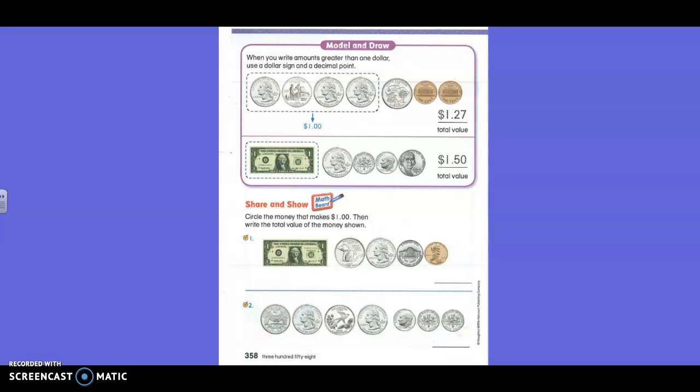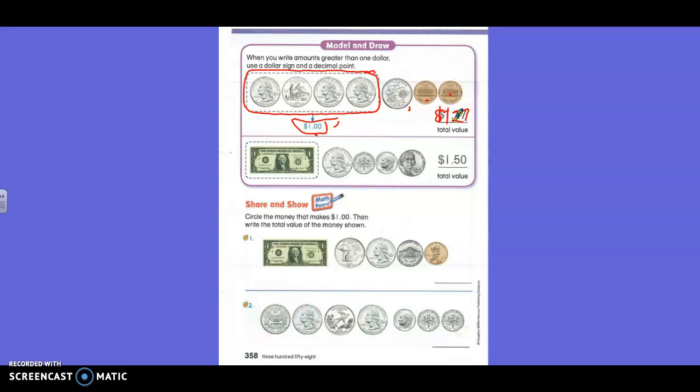Okay? So in here they have 4 quarters, which we learned yesterday. 4 quarters is how much? $1. So they have that right here. Okay, but then they have more change. What is this? Another quarter, so that's how much? 25, and then 2 pennies would be 26, 27. So we have a whole dollar and then 27 cents. So that's what you're going to write: dollar sign, $1, decimal point, 27 cents.